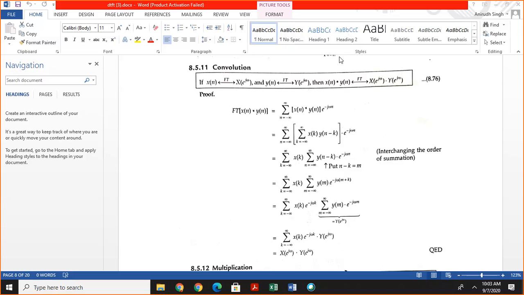In the previous lecture, we discussed different properties of DTFS, and the discrete time Fourier transform, DTFT. Now we will discuss some more properties of DTFT and then solve problems on DTFT.